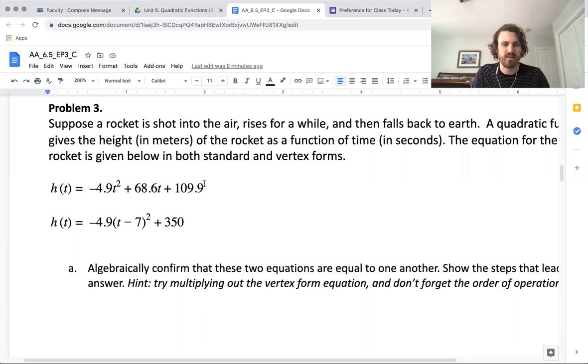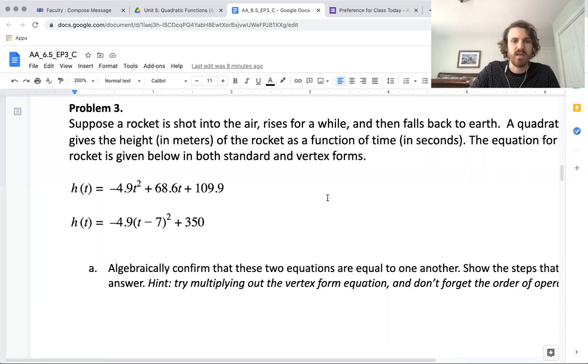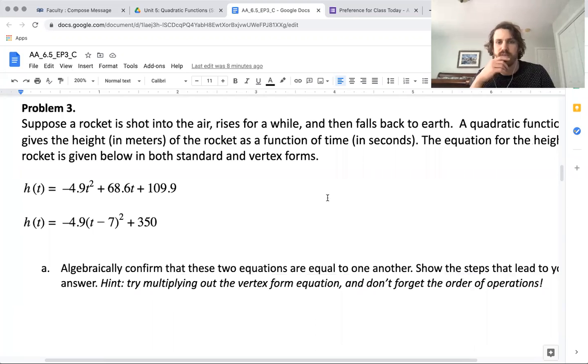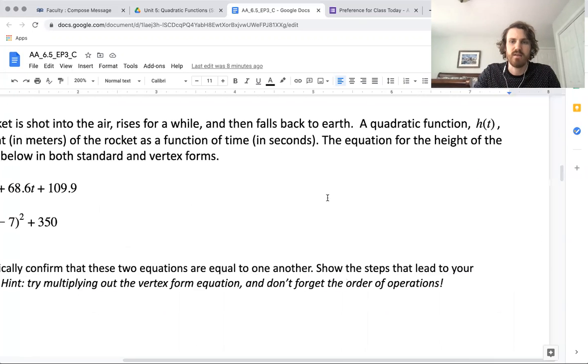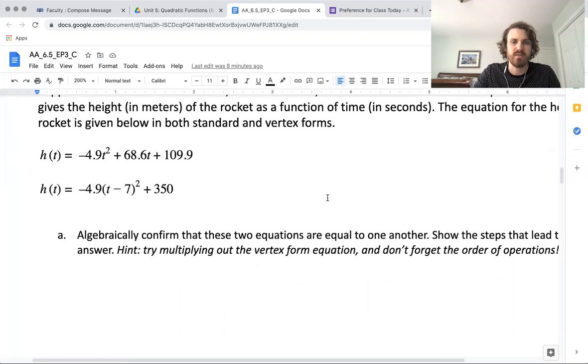Okay, so we'll move down here to problem 3. Suppose a rocket is shot into the air, rises for a while, and then falls back to Earth. Quadratic function h of t gives the height in meters of the rocket as a function of time in seconds. The equation for the height of the rocket is given below in both standard and vertex form.